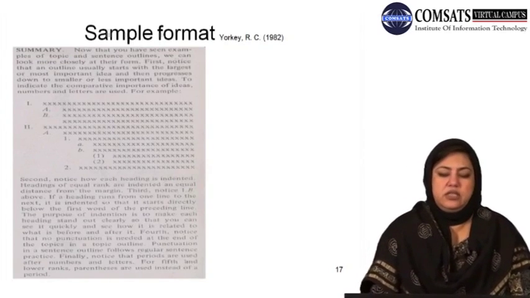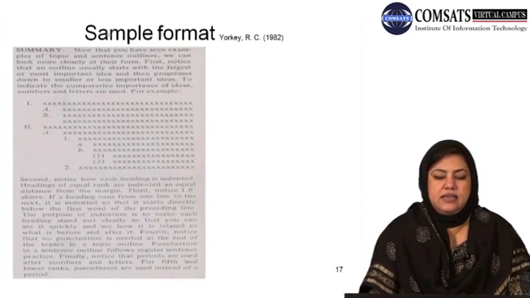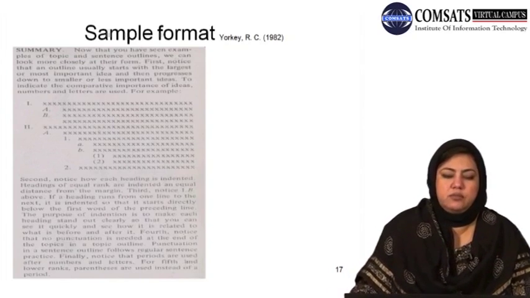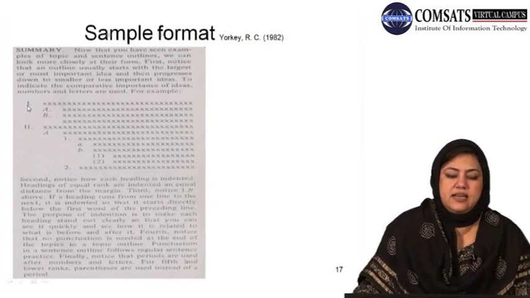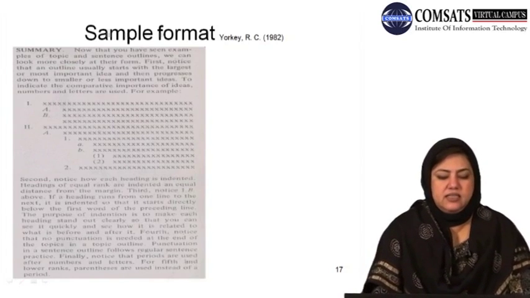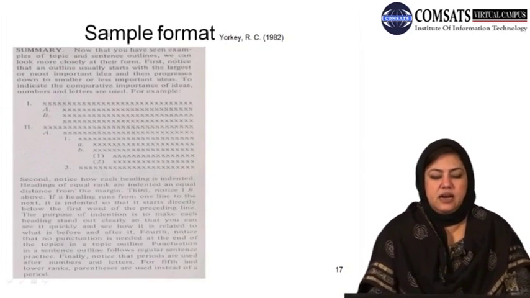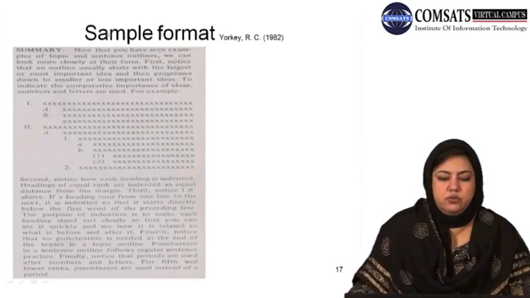Second, notice how each heading is indented. Headings of equal rank are indented an equal distance from the margin. So if these two are your main headings, you cannot place one here and the second cannot be indented from here or indented from here. It has to come on the equal margin. If a heading runs from one line to the next, it is indented so that it starts directly below the first word of the preceding line. Let me show you how.